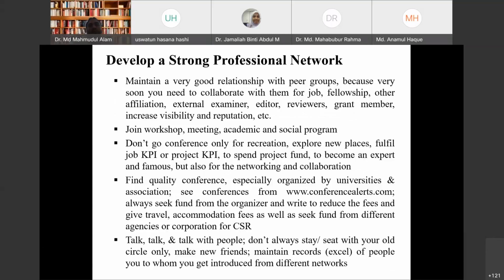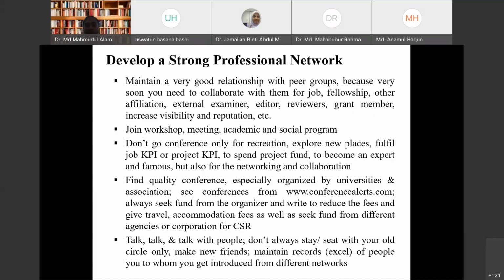Okay, then develop strong professional networks. Your network is a good resource for publications. Maintain a very good relationship with your peer groups. Suppose when you are doing your PhD or masters, at that time you have colleagues who are also students. Now they are in jobs, in different fields, engaged in different work.